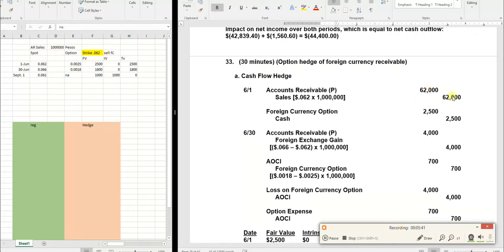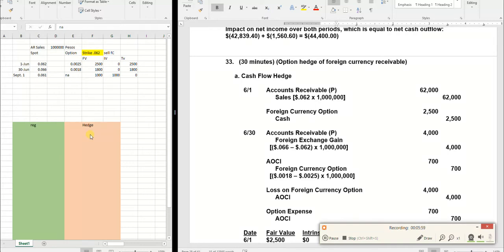So I have 62,000. Again, feel free to make a T account of accounts receivable. If I was doing a forward contract, there would be no entry on the hedge side. So this one goes on the regular side, the accounts receivable sales. On the hedge side, if this were a forward contract, I have no entry. However, you actually have to pay for an option.